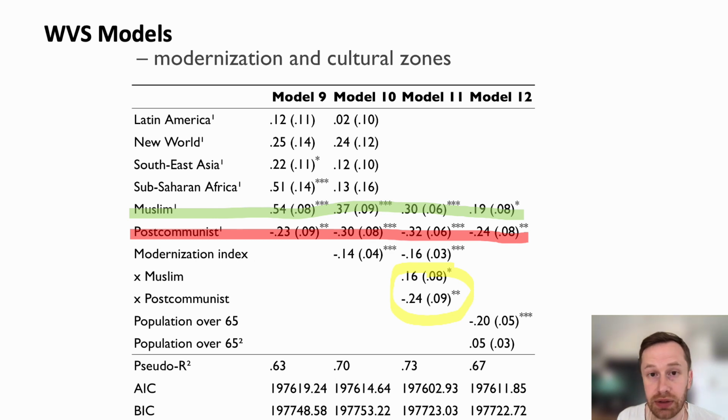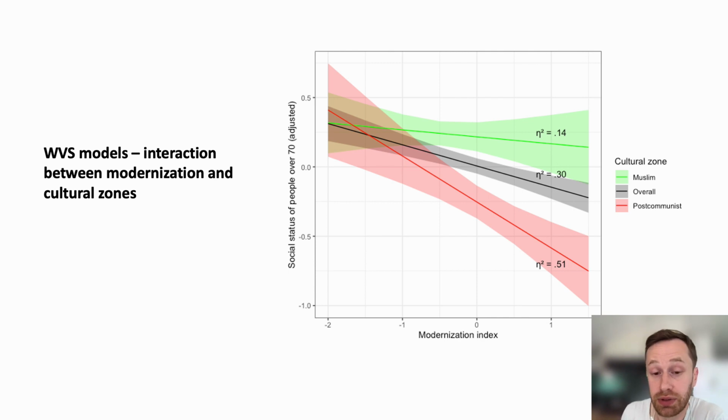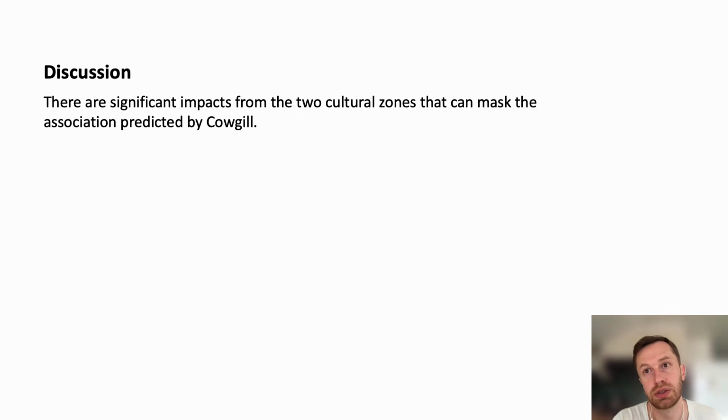What does it mean? Well, these interactions basically show what we already saw on the descriptive maps. We can see that the overall effect is moderate and negative. The effect of modernization on social status in post-communist countries is stronger and negative, and in Muslim countries it is also negative, but much lower. These results demonstrate that in addition to what Cowgill's theory predicted, there was some impact from cultural zones. But it came not from the usual suspects such as Southeast Asia. It came from Muslim countries and from post-communist countries.